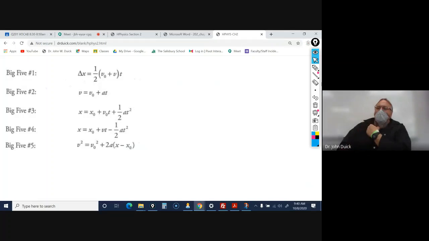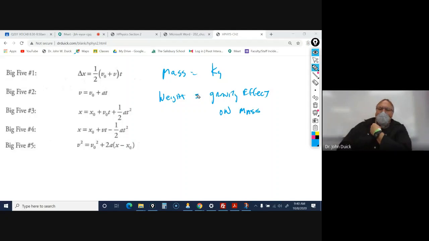Okay, so this is really, really important, right? So mass, mass equals kilograms. Weight is gravity's effect on mass. He said that very nicely.